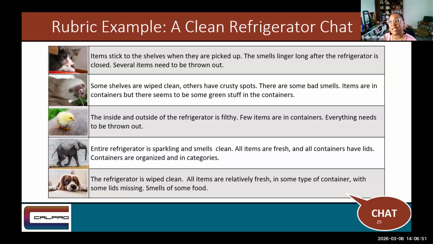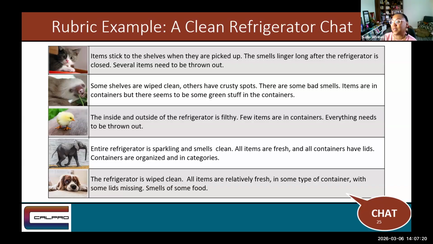Some shells are wiped clean, others have some crusty spots. Okay. There's some bad smells, but items are in containers, but there seems to be some green stuff in the containers. Angela's face. Where is the sloth? No, they can't all be 0s, Isabel. Isabel said this is a 0. Eileen gave this one a 2. Al gave this one a 1. Okay, all right. So let's keep going.